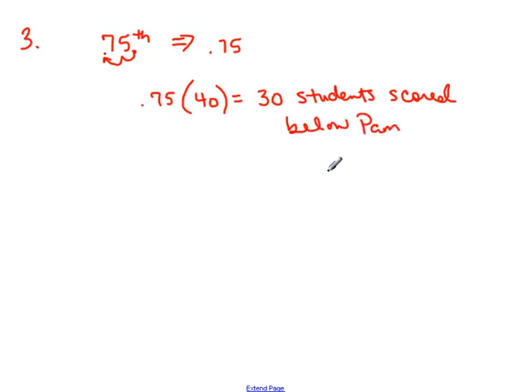And that was what the question asked. How many students scored lower than Pam? Well, 30 students scored lower than Pam. So you're done with that question.